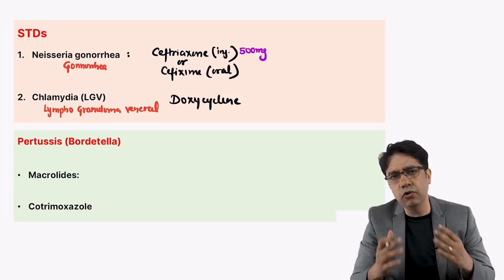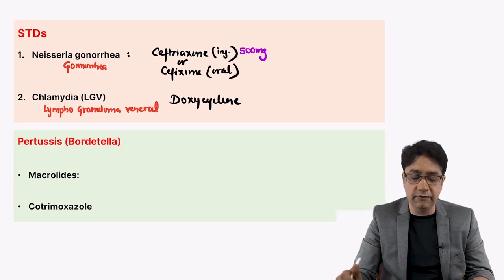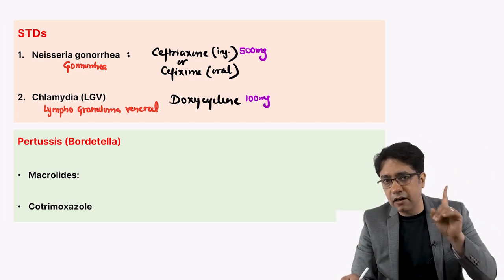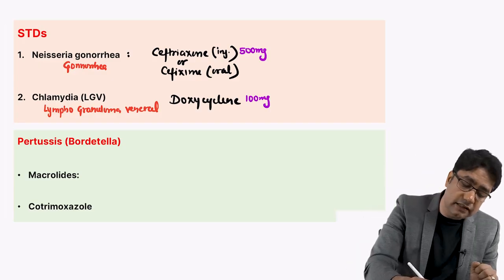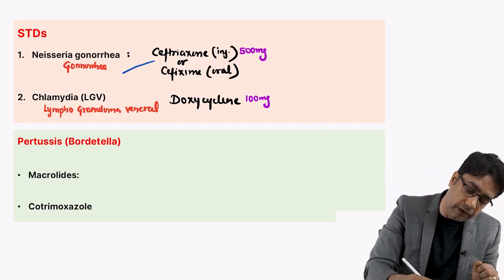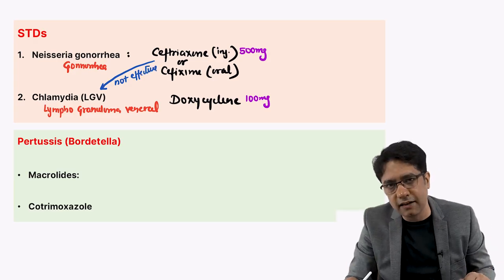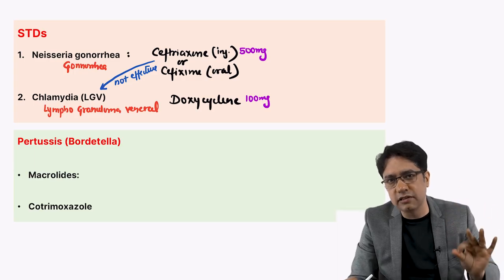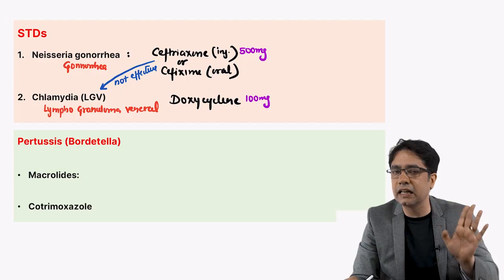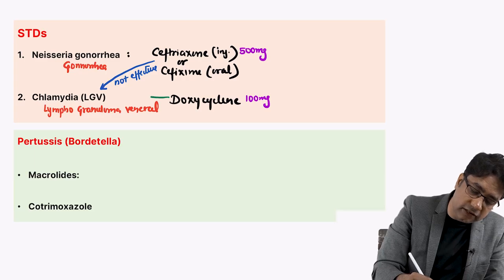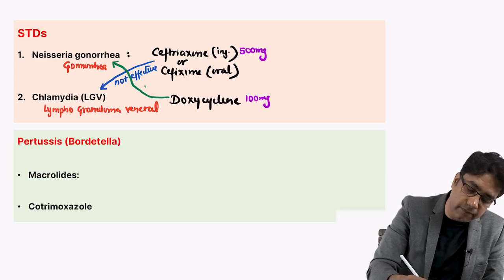Cefixime is also around 200 to 400 milligram. We don't have to remember the dose. Doxycycline 100 milligram for 5 days. Remember one point now, that ceftriaxone is a cephalosporin. Cephalosporin inhibits cell wall, and chlamydia does not contain cell wall. Hence, ceftriaxone or cefixime, they are not effective against chlamydia. Similarly, doxycycline is also not effective against gonorrhea.